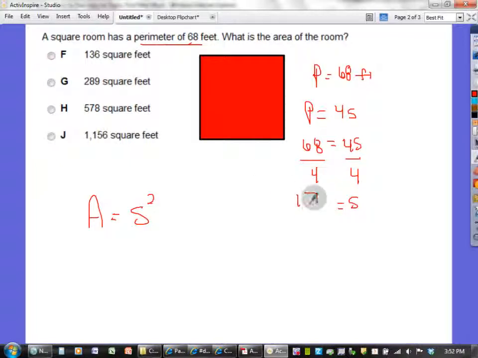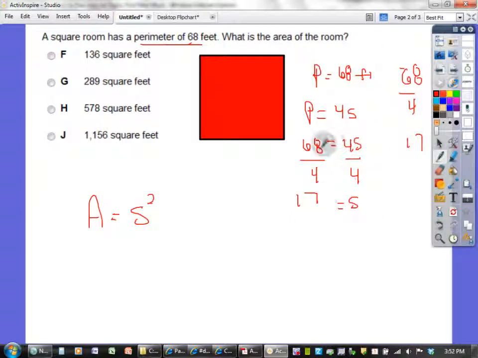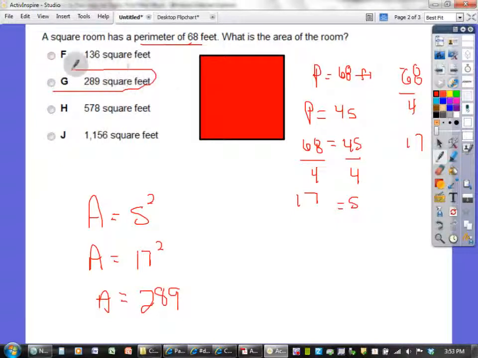Okay, now that's one side length. Now, traditionally, what we can do is just say, okay, if the whole perimeter is 68, all I would have to do is divide it by 4 to get 17. Same way, this is just a little bit more formative and more structured. Okay, so now all we have to do is substitute. If I know one side length is 17, all I have to do to find the total area is to say 17 squared, which equals 289. Choice G.